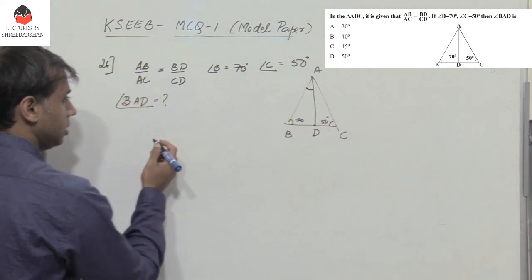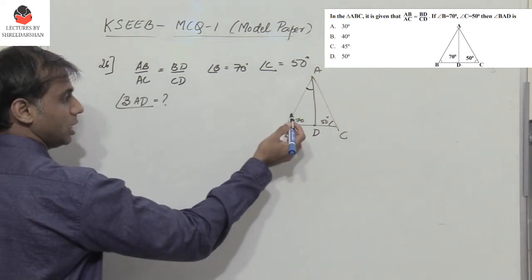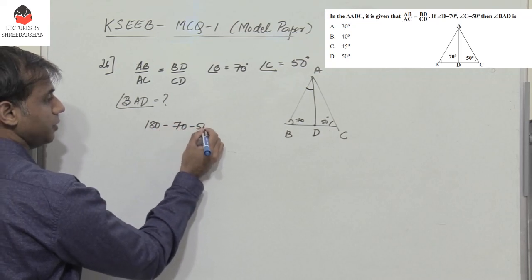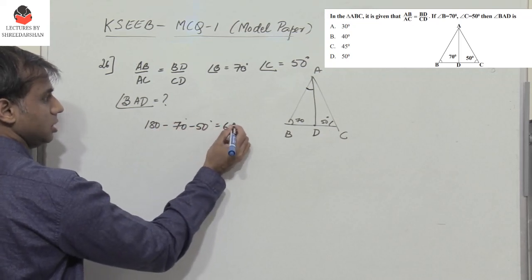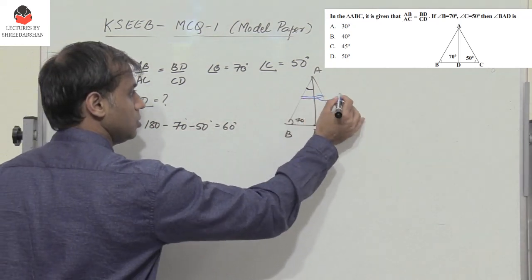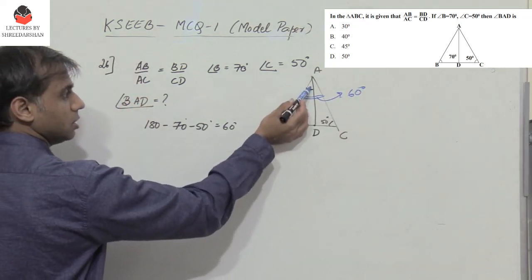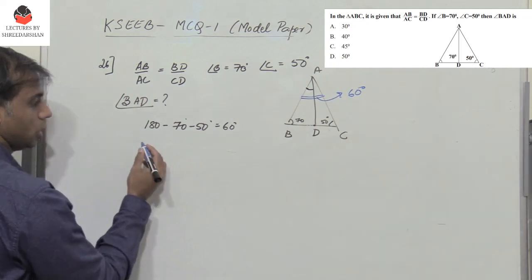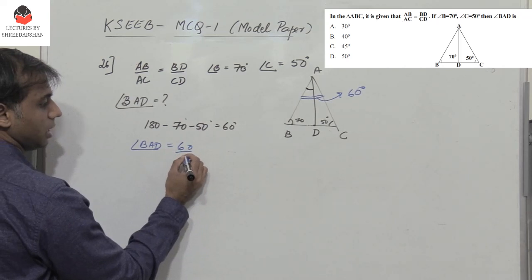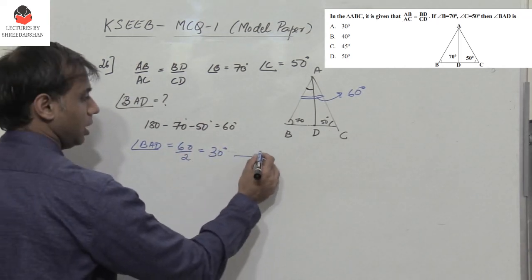Now in a given triangle, we know that the sum of all the 3 angles will be equal to 180 degrees. So you have 180 minus 70 minus 50 gives me 60 degrees. So this entire angle A will be equal to 60 degrees. And since this is a median, it divides 60 into 2 halves. So therefore angle BAD is nothing but 60 by 2, which is 30 degrees. And the right option is A.